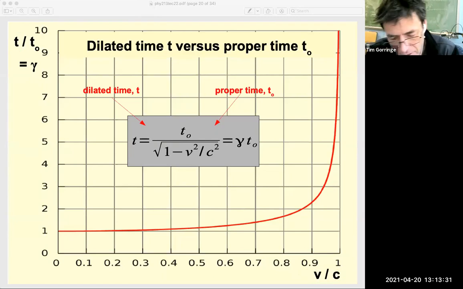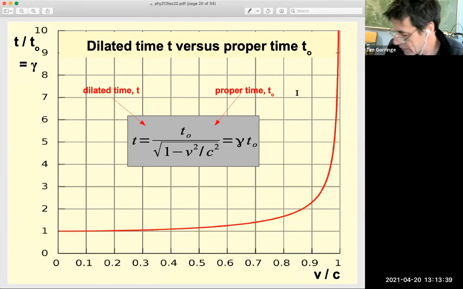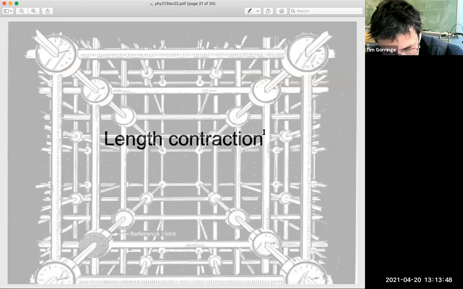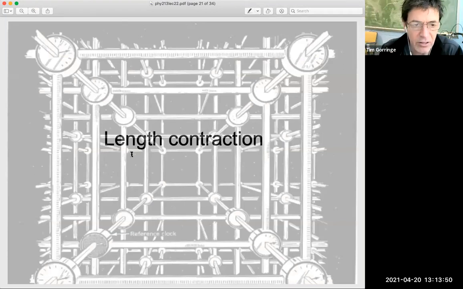And so that's a real fundamental change in our notions of time. Because in classical space-time, all observers agree on time intervals, but not in relativistic space-time. So the second ingredient is length contraction. Let me show you a couple of similar slides, but now for length contraction.